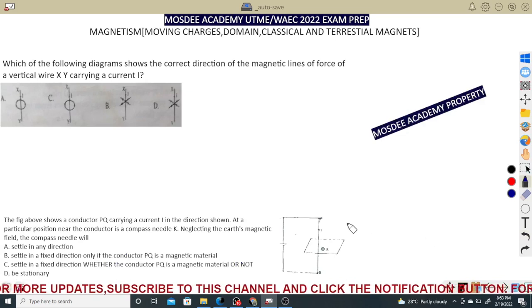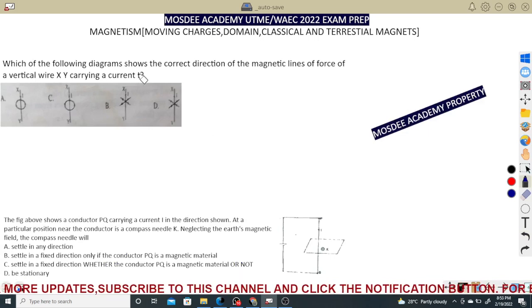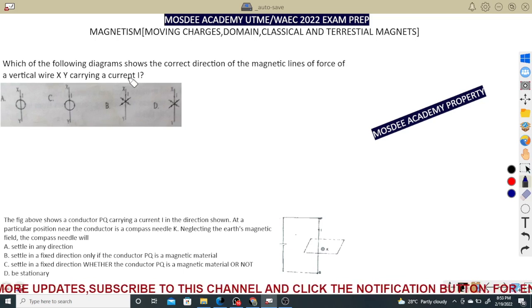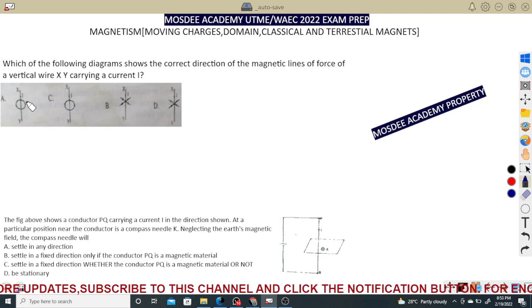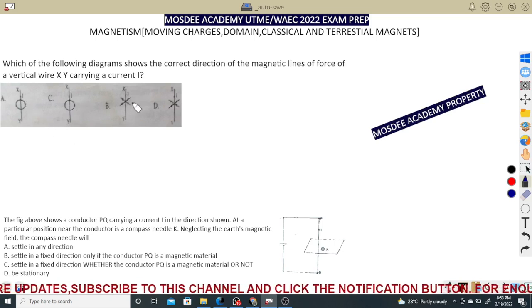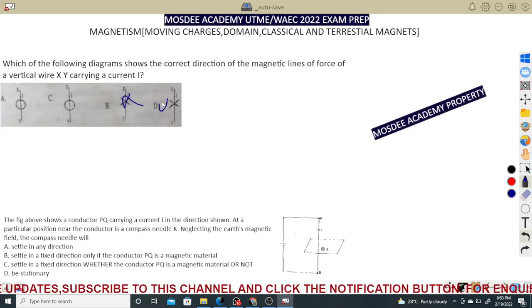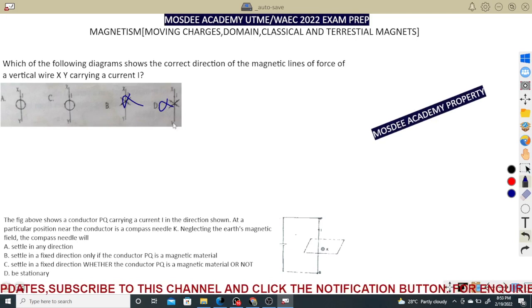Now the last two questions for this slide, I hope students are still with us. The question is, which of the following shows the correct direction of the magnetic lines of force of a vertical wire XY? I told you they will lie concentric. I told you downward is clockwise, upward is anti-clockwise. These two are wrong because they will definitely form a circle, a concentric pattern. So if the arrow is facing up, you know what you are going to pick. I said downward is clockwise, so if it is down, you move clockwise.